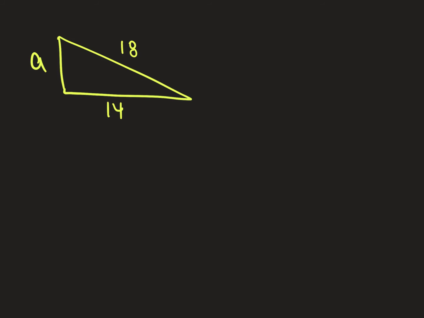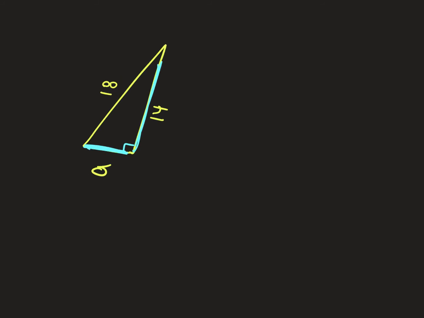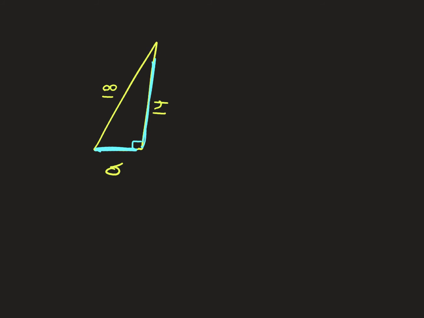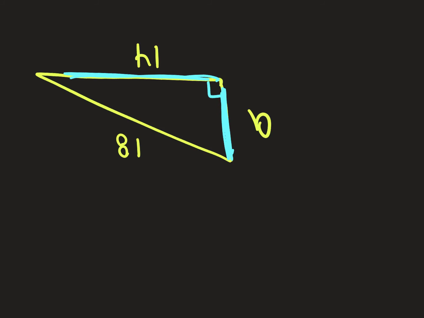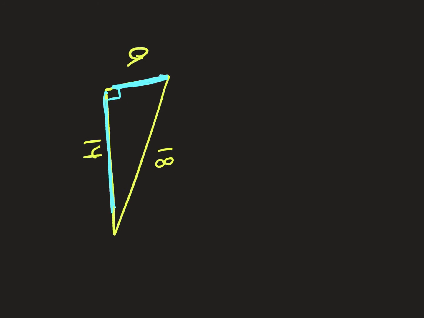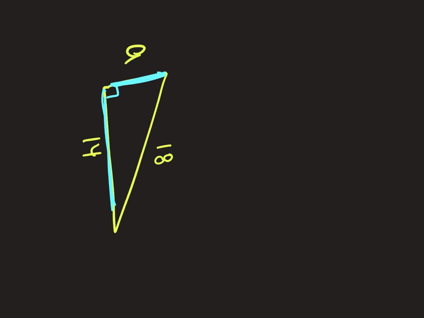All right, let's try this one. This one, we're going to find a leg. So they're going to tell us one of the legs and the hypotenuse. Notice that the legs will always be the two parts that make the right angle. So I could twist this around and it's still a and 14. I could twist it around like this, it's still a and 14. 18, the hypotenuse, will always be the longest of the three sides.